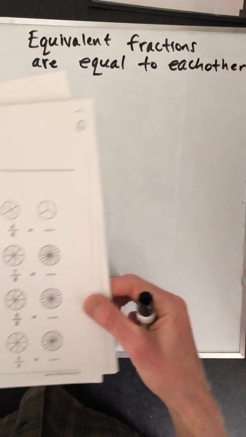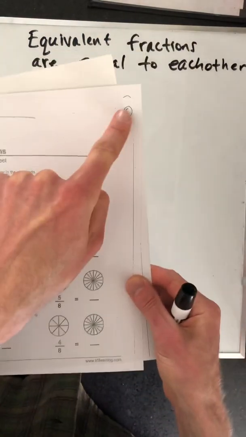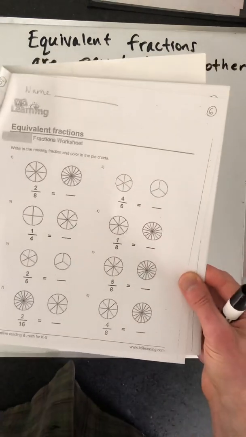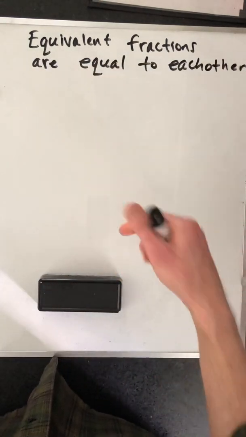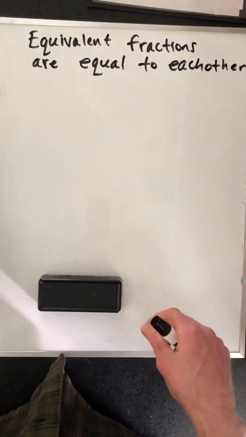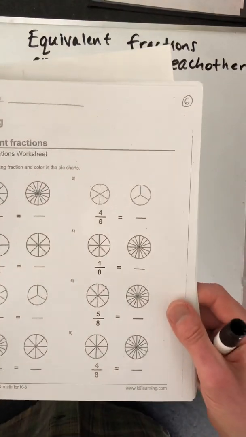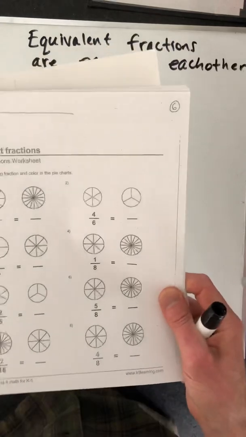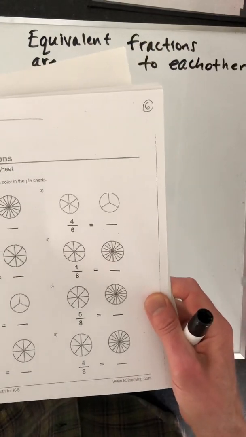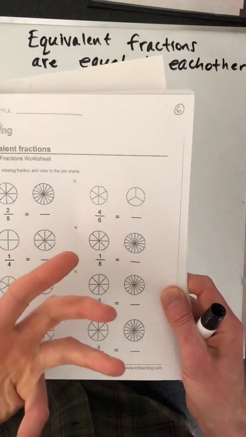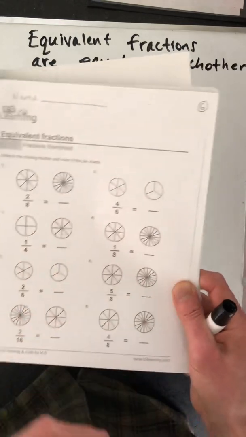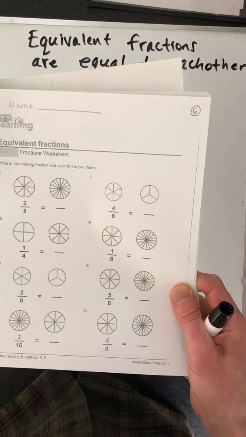Glad you're here. Today we're talking about equivalent fractions. That's page 6 in your fractions packet. Equivalent fractions are equal to each other. So what are equivalent fractions? Fractions that have the same amount of stuff, but they've been cut into different sizes of pieces.